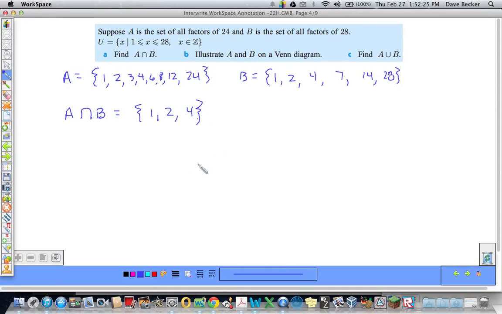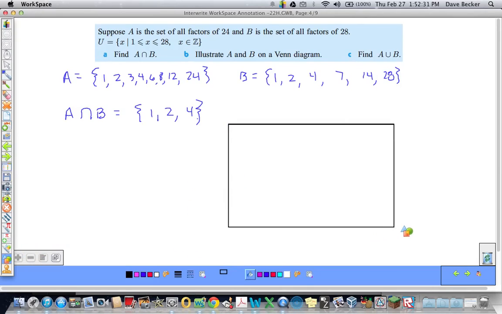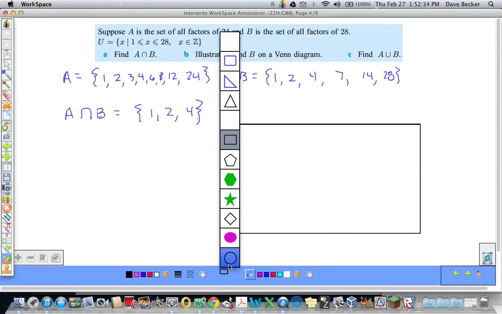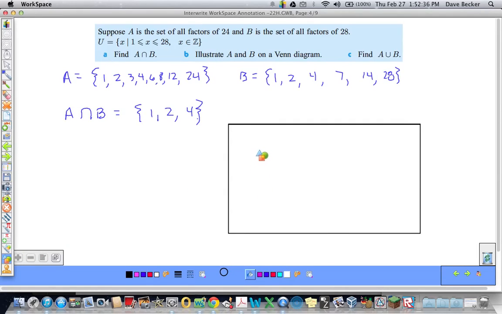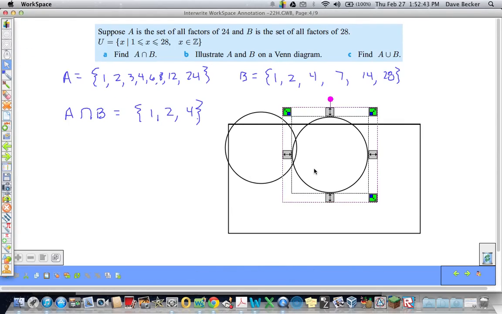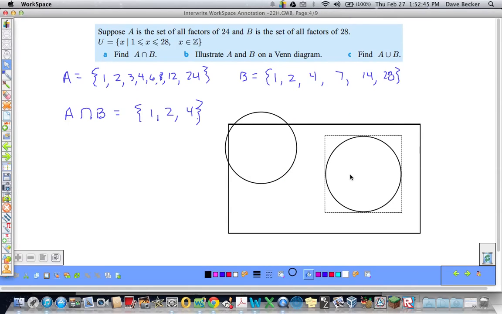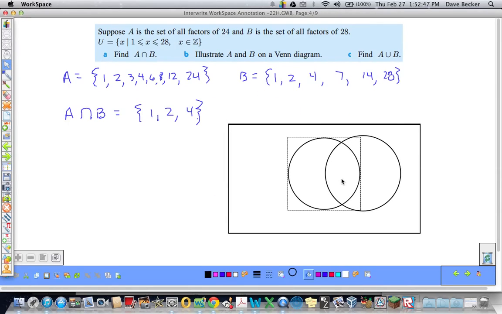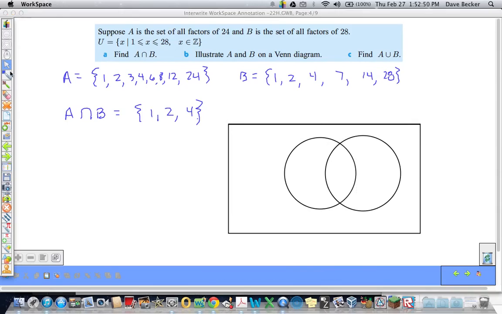Okay, illustrate A and B on a Venn diagram. Well, let's do that. It's going to be great fun. Okay, so we got ourselves a rectangle here, and let's get a circle. So a circle here, circle there, and then I'll move it and have them overlap. Okay, so we have A, and we have B, and we have the universal set.